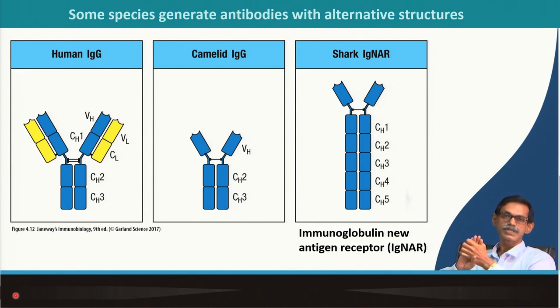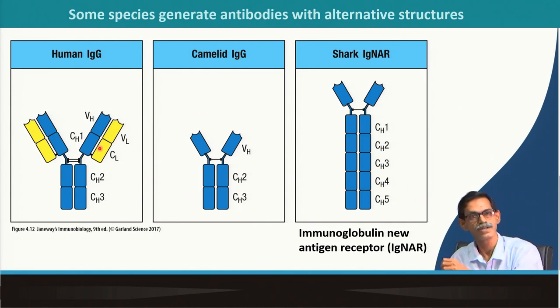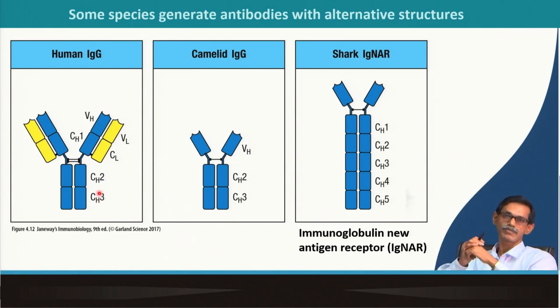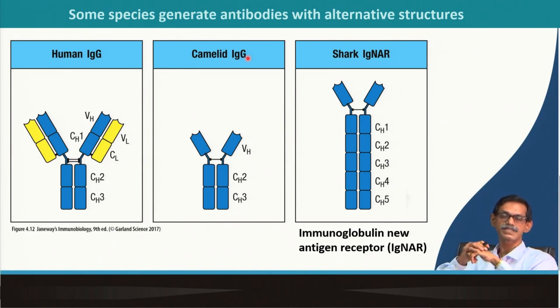So, that is mostly what we discussed about the antibody of human or mouse, which we see in this figure, which has two heavy chains, two light chains, two variable domains in each arm, one constant light chain domain, constant heavy chain domains CH2, CH3. But there are a few antibodies, like the camelid IgG. Sometimes it is called single chain antibody. It is present in camel.